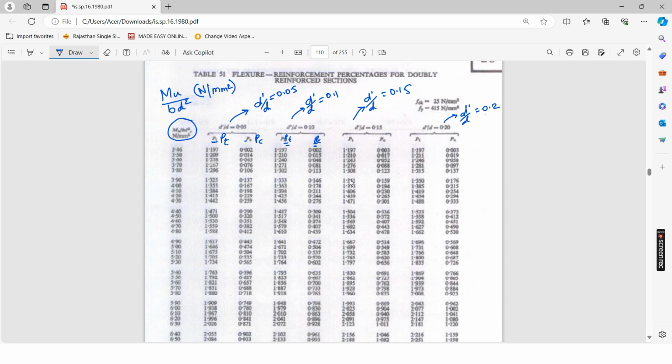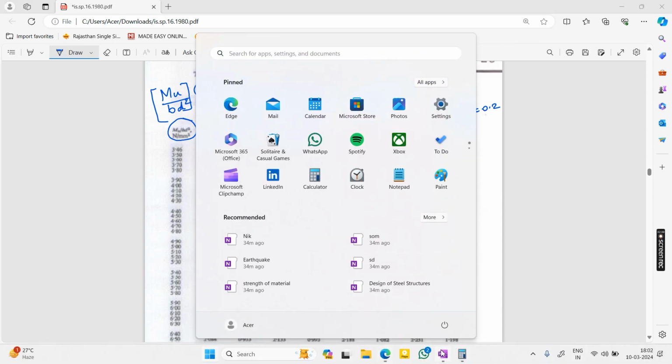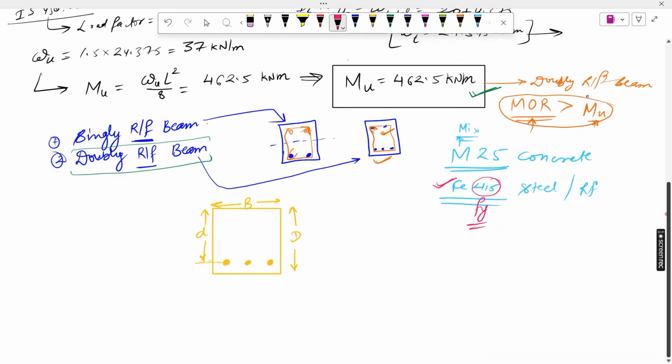Okay, so this is the same for all the things. Now you have to calculate mu upon bd square and the d dash by d ratio. That's it. So I calculate mu by bd square. Put the value.